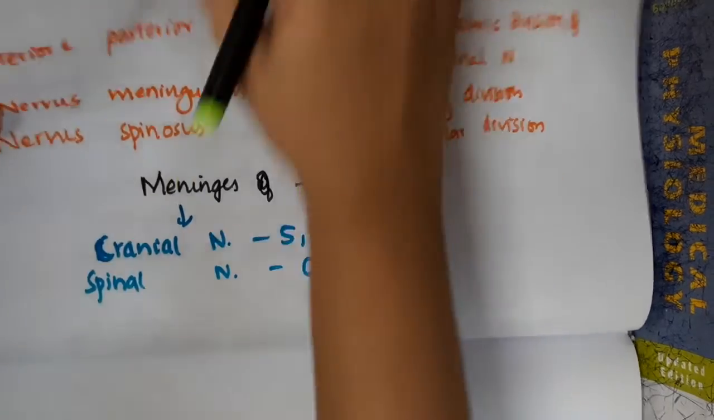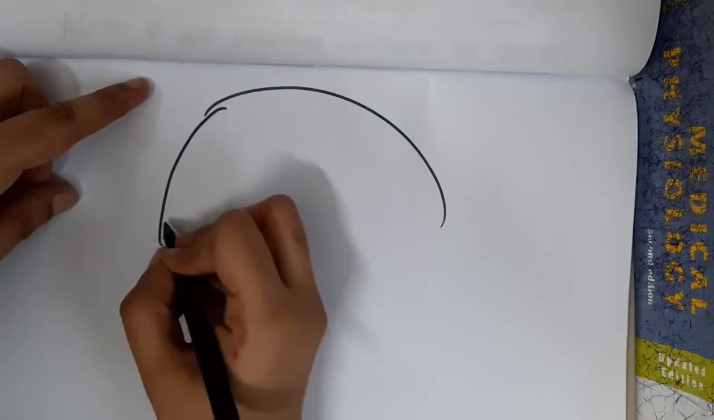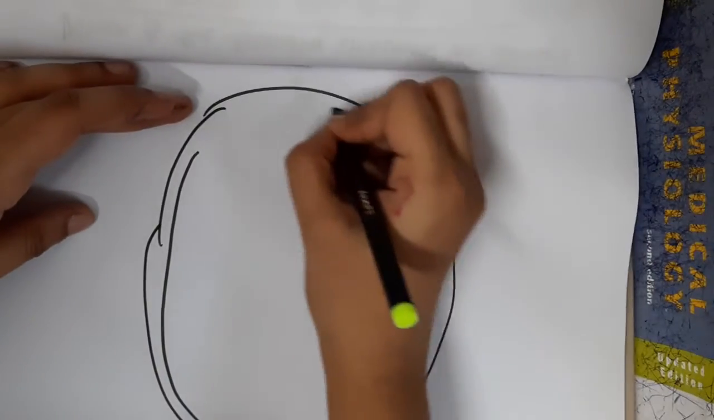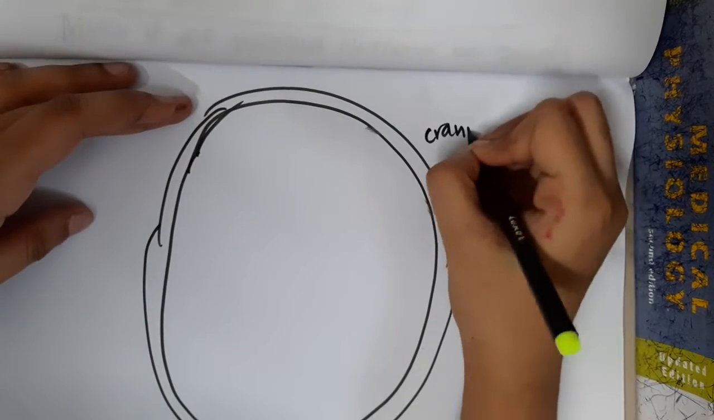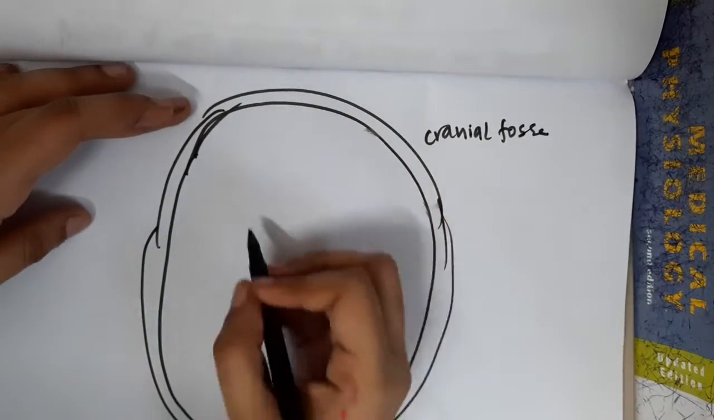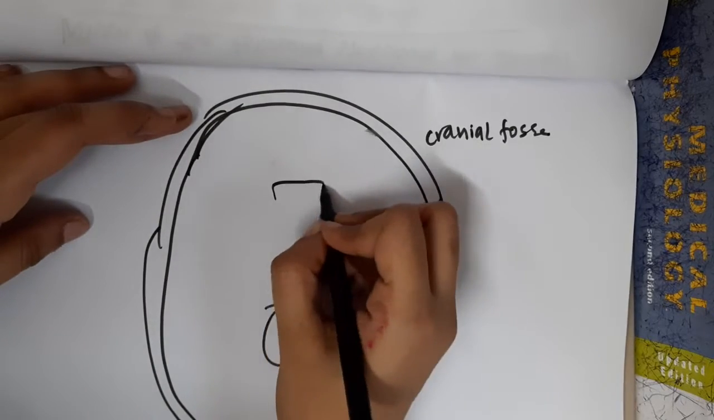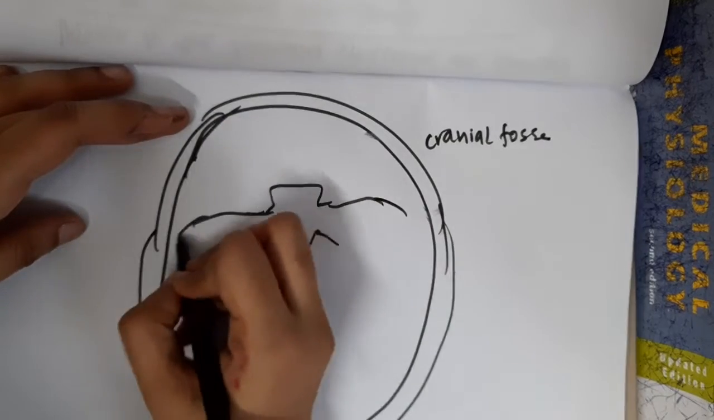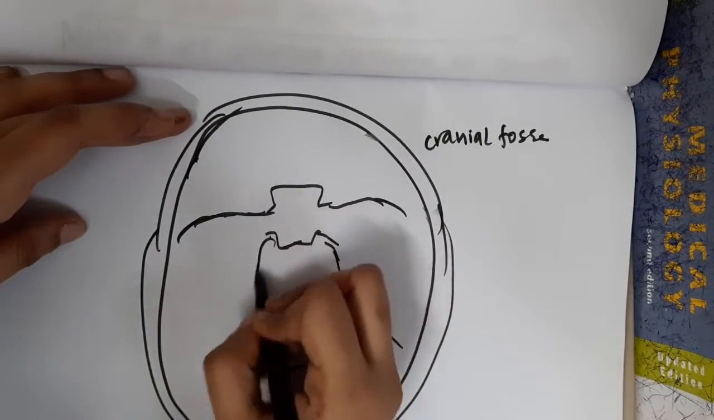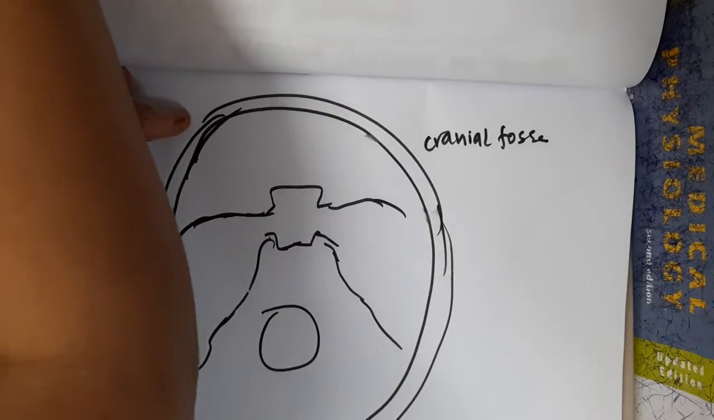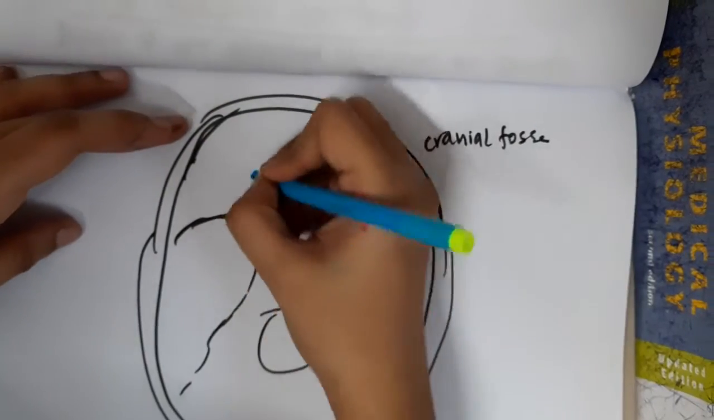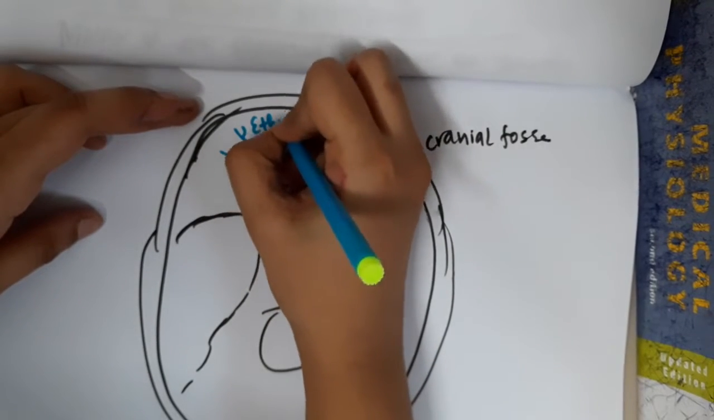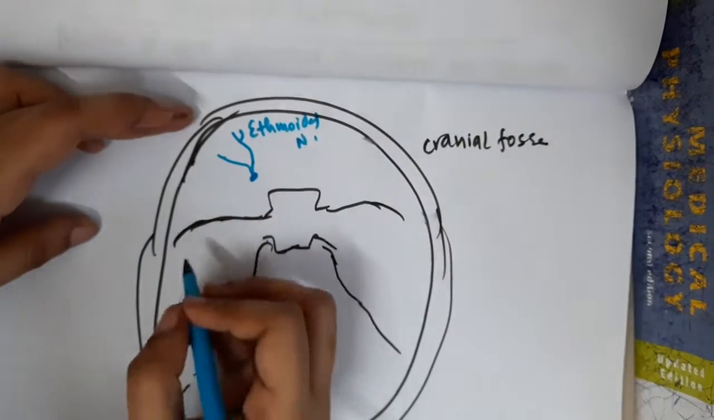So I will draw a picture. So this is the cranial fossa. This is the foramen magnum. This is the sella turcica. This is the greater wing of sphenoid, and here we have the petrous temporal bone. Now, from the ethmoidal foramina, there come ethmoidal nerves which will supply the anterior cranial fossa.